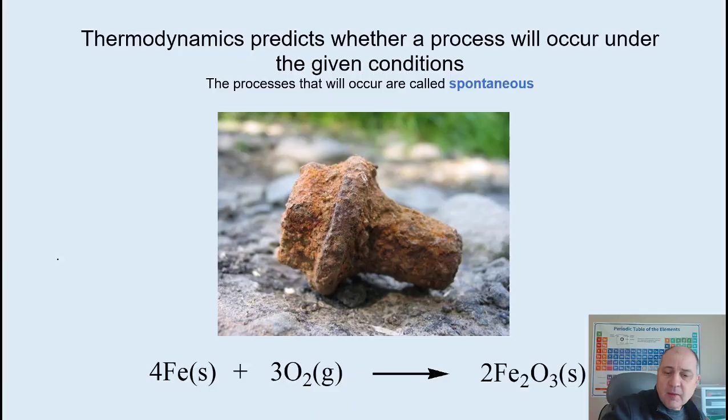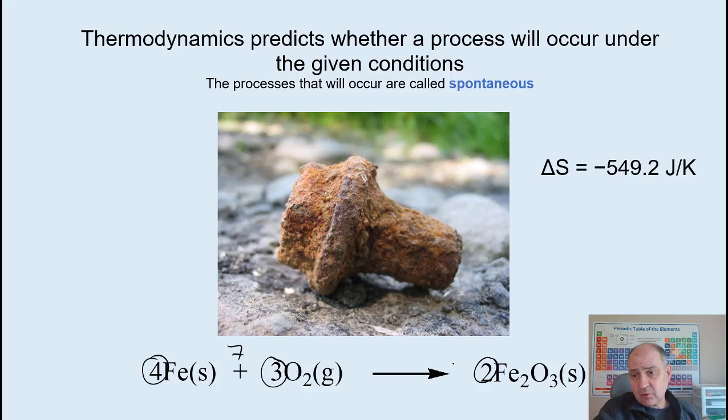So, for example, the rusting of iron is most definitely a spontaneous process, or at least we think so, right? So let's take a look at what we learned last time. We can just look at this chemical equation and count the number of particles on the left, which we have 7, right? 4 plus 3, and the particles on the product side. Entropy-wise, we have a decrease in entropy, a more ordered system, which is not entropy favorable. And sure enough, we have a negative value for entropy.